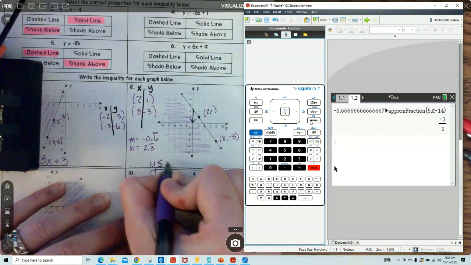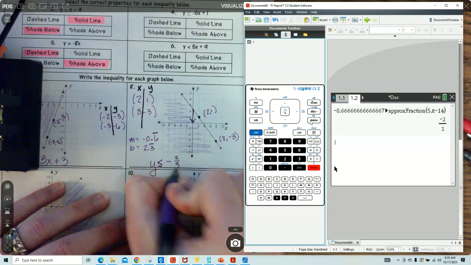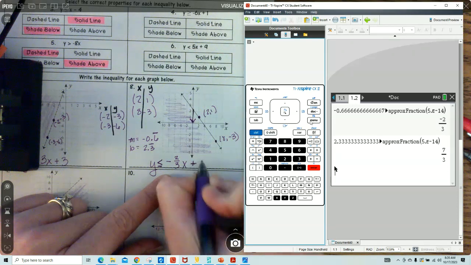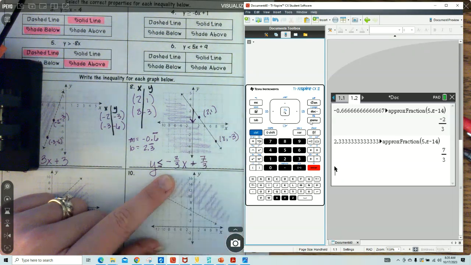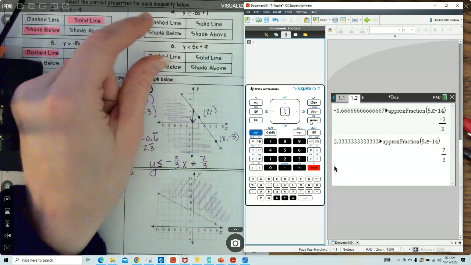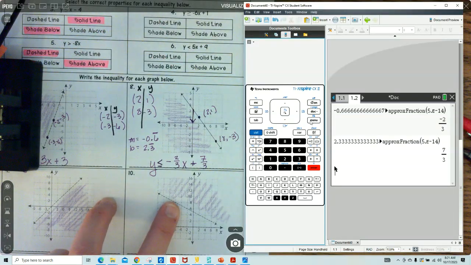So that's the first number I write down. Negative 2 over 3. X goes behind the slope. And then 2.3 repeating. The 3 repeats, so I type a bunch of those in. Menu 2, 2. My y-intercept is positive, so plus 7/3. Your calculator likes to spit out answers in decimals. We rarely use decimals, okay? So that leaves you these two and these two.